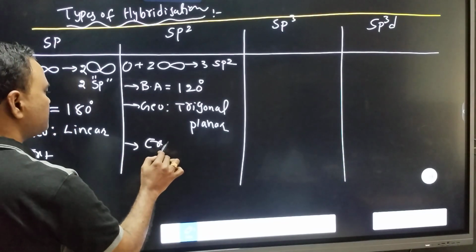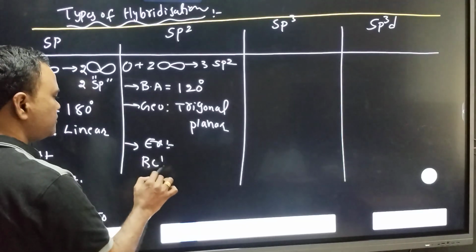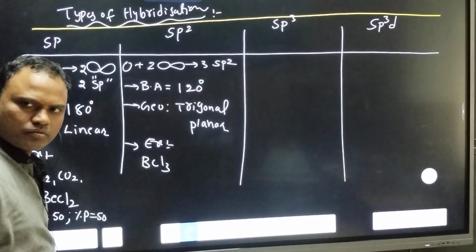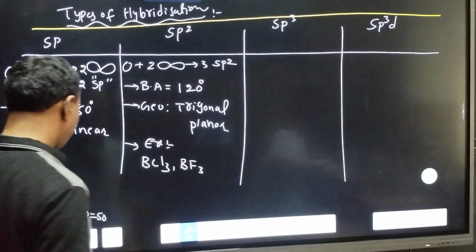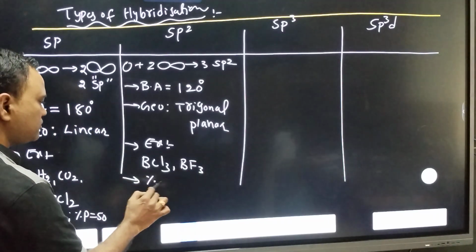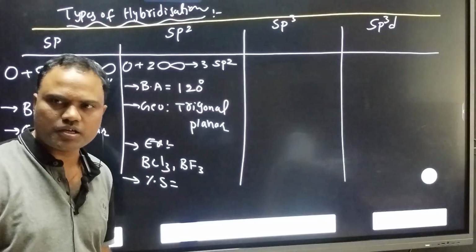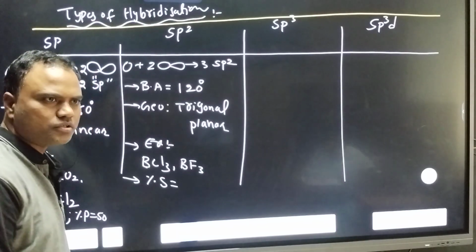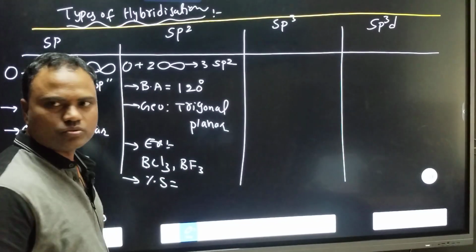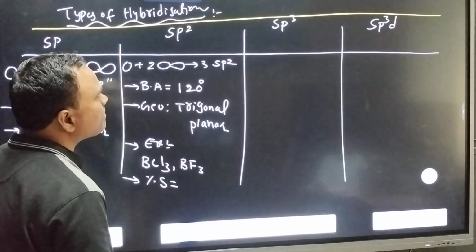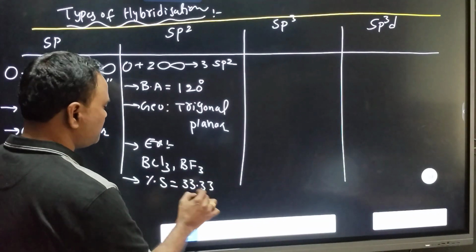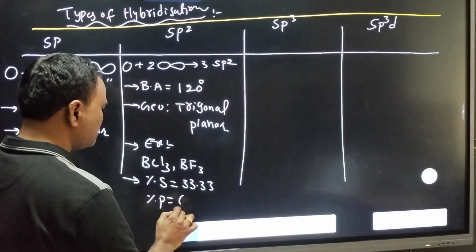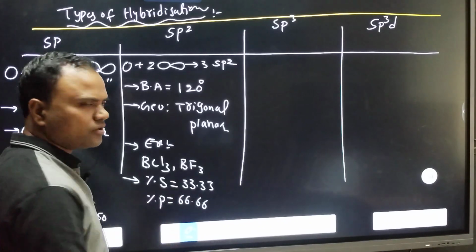Examples: BCl3, BF3. Percentage of S character in sp2? 33.33%. Percentage of P character, 66.66% approximately.